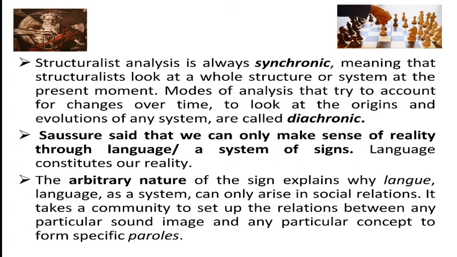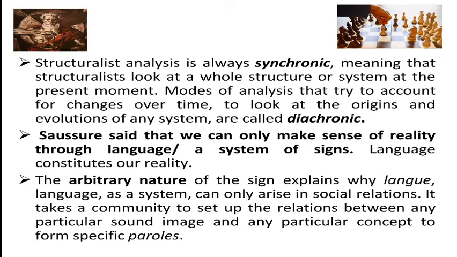So if Saussure existed today, he would analyze the system of Manglish, which is a new system of language in use today. Now, modes of analysis that try to account for changes over time, to look at the origins and evolutions of any system, are called diachronic. Synchronic analysis will evaluate a chess game based on the current placement of the pawns, and a diachronic analysis will evaluate it by examining the game from the first move and how it progressed.